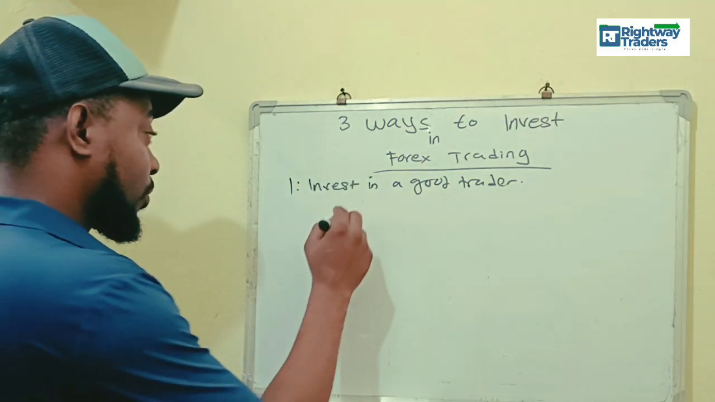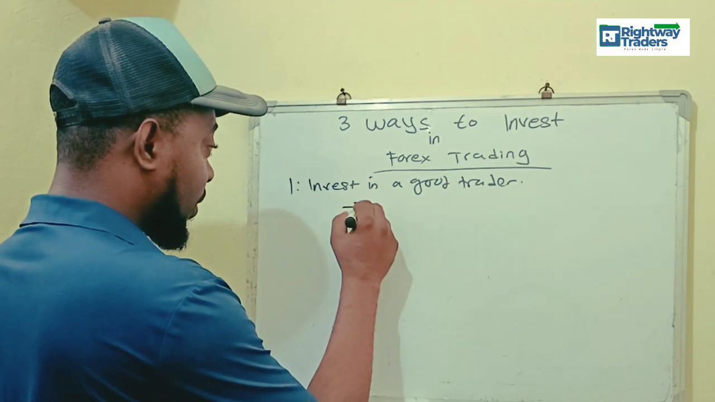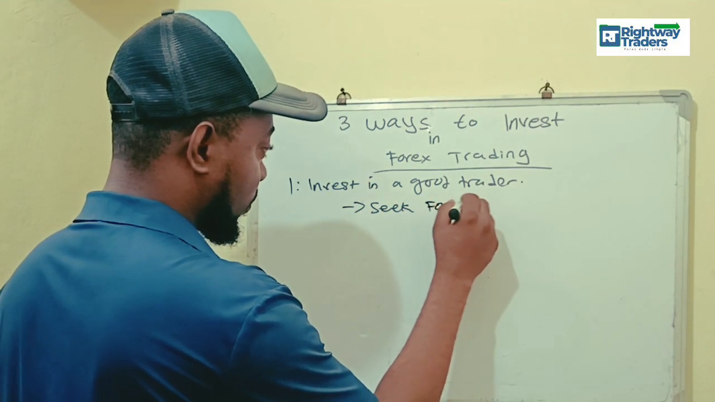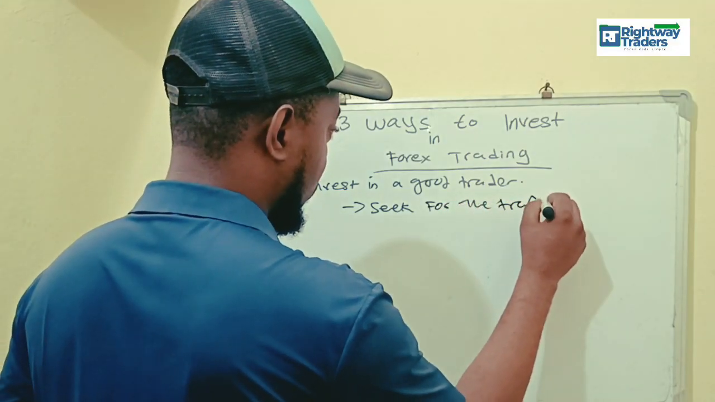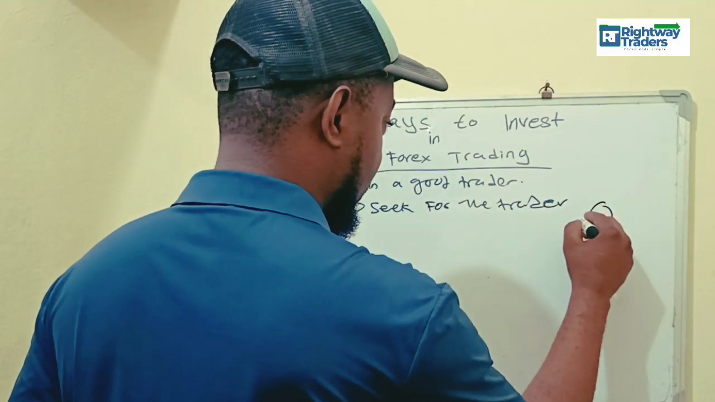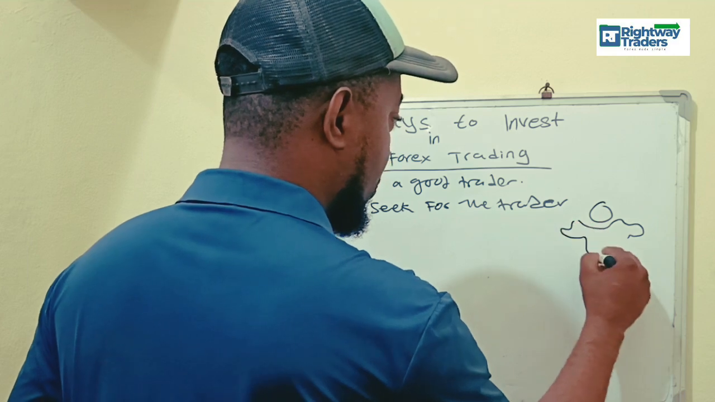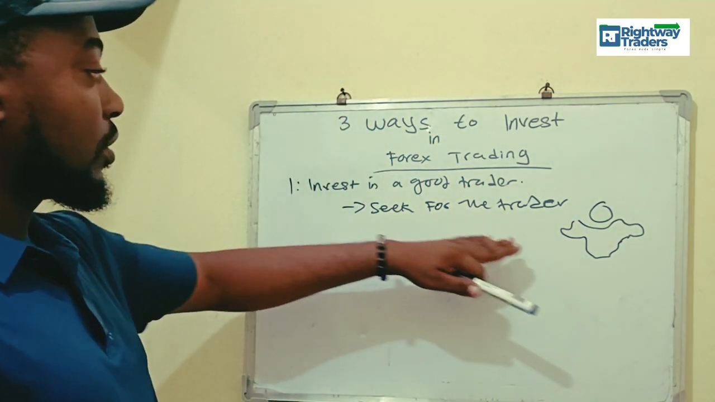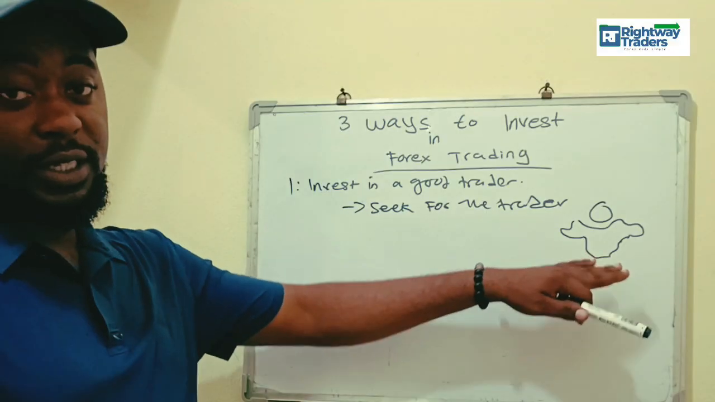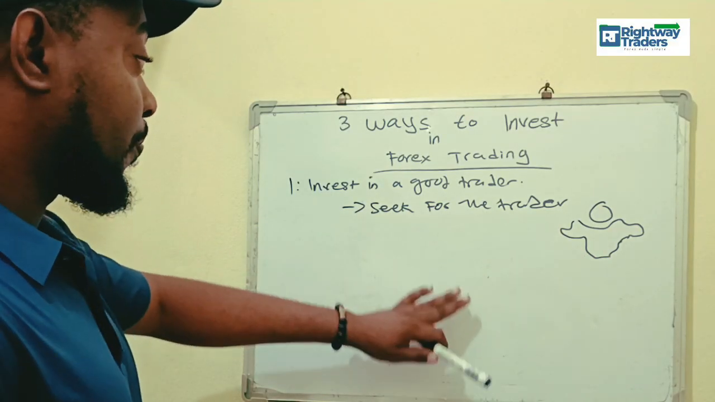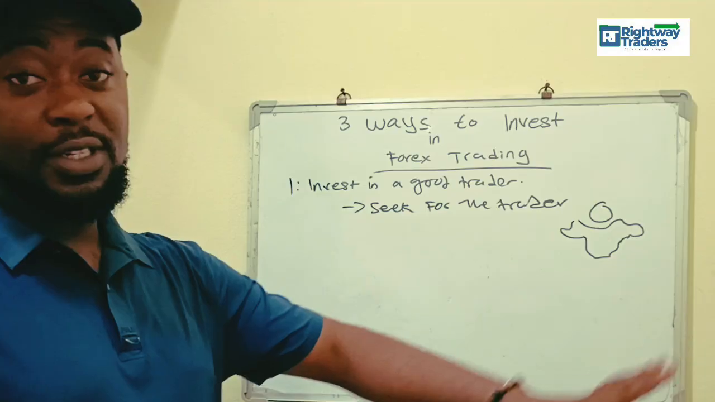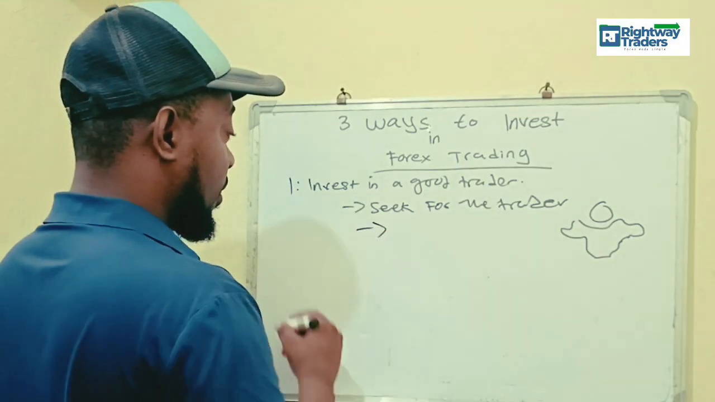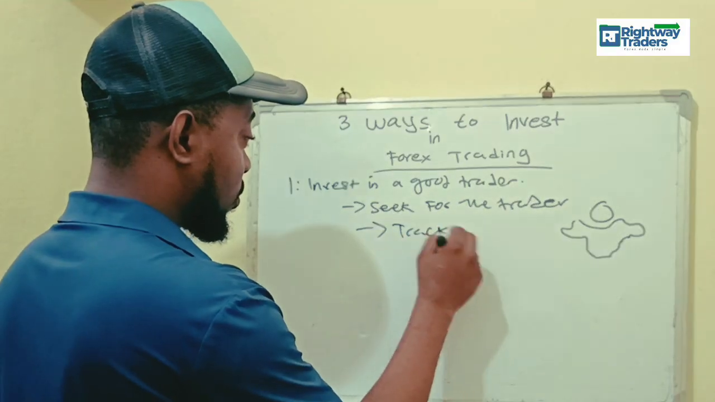The number one thing is to seek for the trader. Okay, seek for the trader that is good. Let's say this is a trader. Okay, his job is to trade and manage funds. The first thing you should know is not just investing your money, sending your money to traders just like that. What you should do, if the trader has a window or a service of trading for people, is to ask for the track record of the trader, which should be a proof.